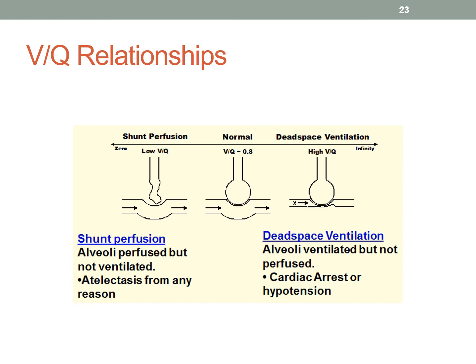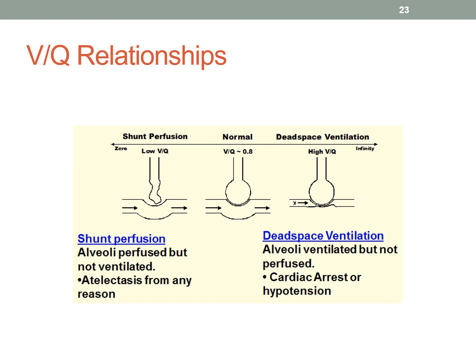Okay, so the shunt perfusion, you have the low VQ, all right? So you have perfusion, but you have no ventilation, okay? So the alveoli, you can see that there's blood going through them, but there's no ventilation. So atelectasis could be a reason, okay?